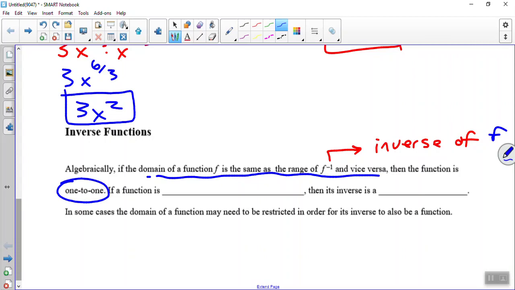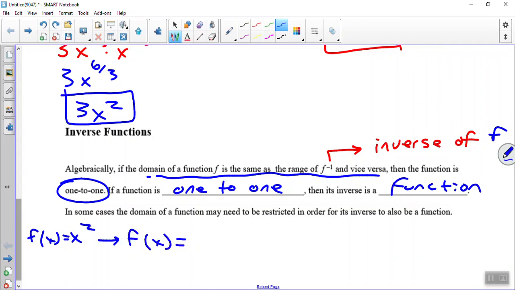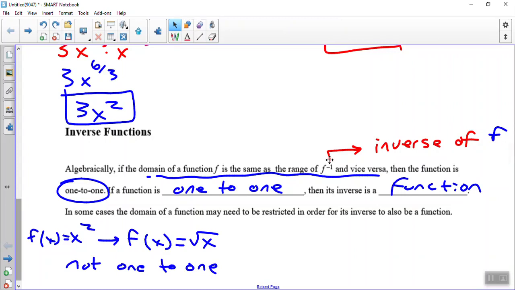Okay, if a function is one-to-one, then its inverse is also a function. Kind of like we saw with x squared, f of x is x squared. When we took the inverse of that, we had to restrict the domain to get this. Okay, these are not one-to-one, because we had to restrict the domain.